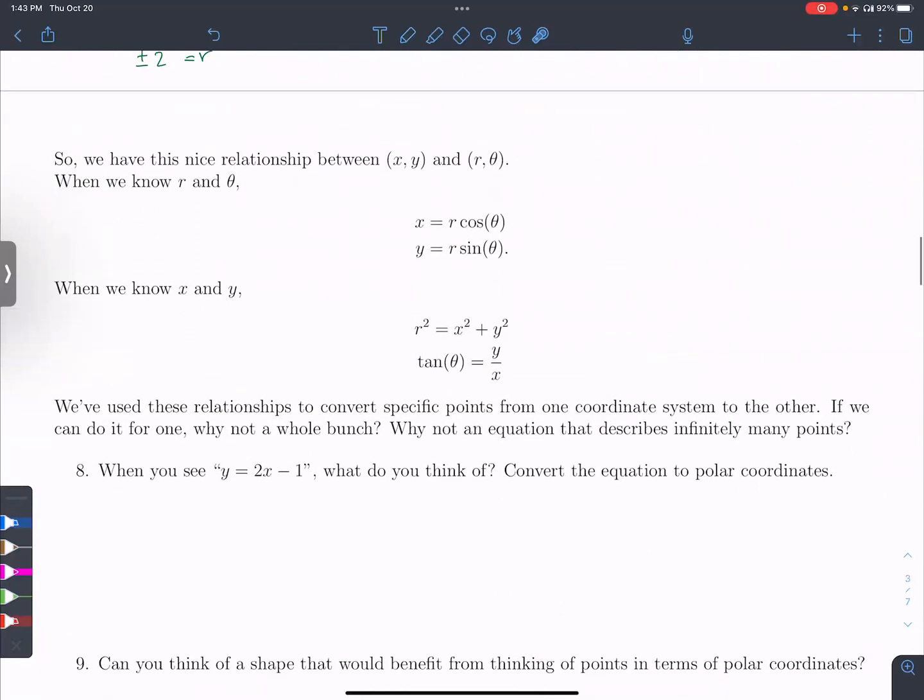Okay, so like I mentioned above, when we know r and theta, we're going to plug them in here to solve for x and y. When we know x and y, we're going to plug them in here to solve for r and for theta.